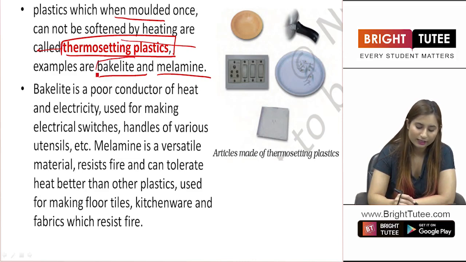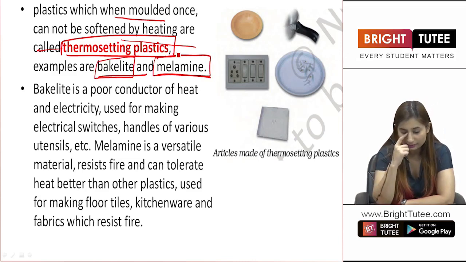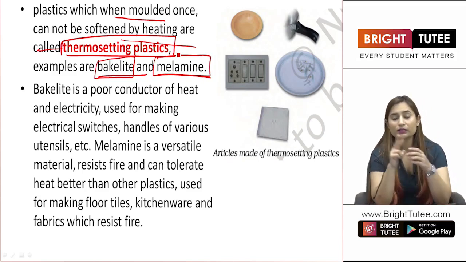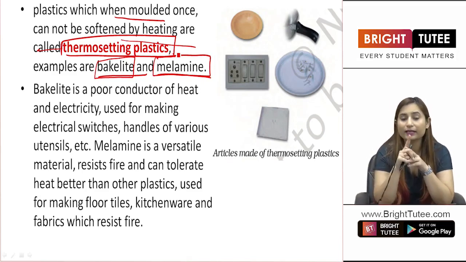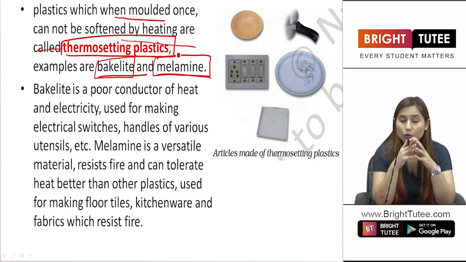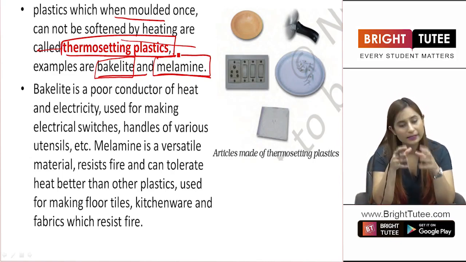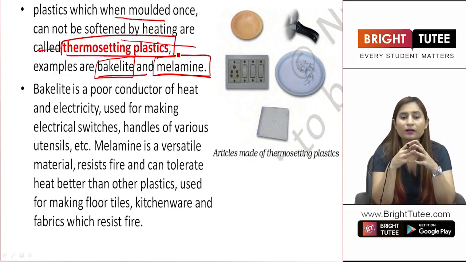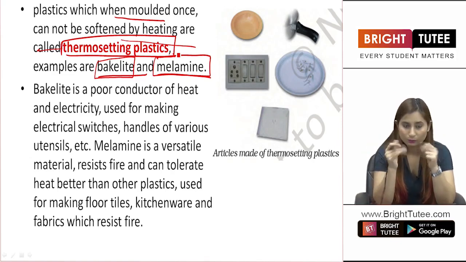These are two very important examples. They can easily be asked in the exams as well. Two kinds of thermosetting plastics, they are bakelite and melamine. What is the major property? That once this kind of plastic is molded, it cannot be bent or it cannot change its shape once it has been molded, and we cannot change its shape by heating as well.